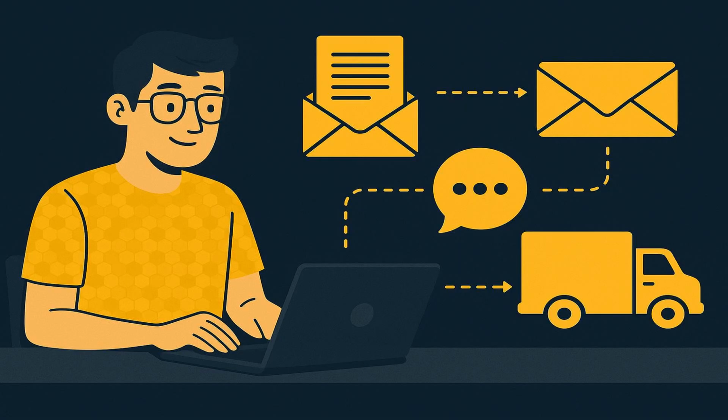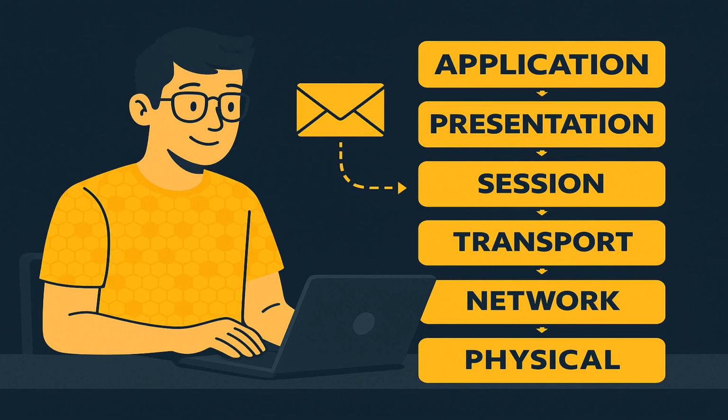So how do these layers work together? Imagine sending a letter. You write it, application, format it neatly, presentation, start a conversation with the recipient, session, ensure it's properly divided and tracked, transport, figure out the best route, network, place it in an envelope with an address, data link, and finally put it in the mail truck, physical. And when the letter arrives, the receiving device goes through the exact same layers, but in reverse, from physical all the way back to application.